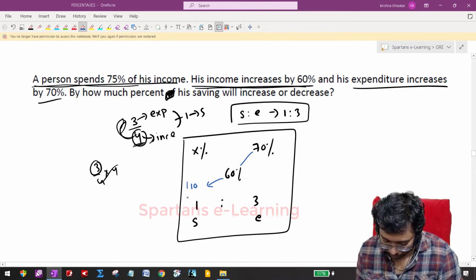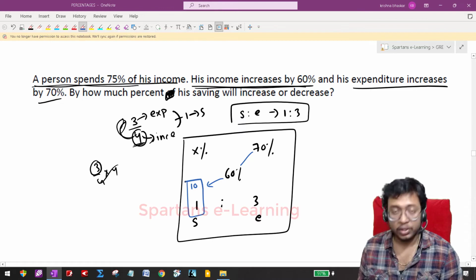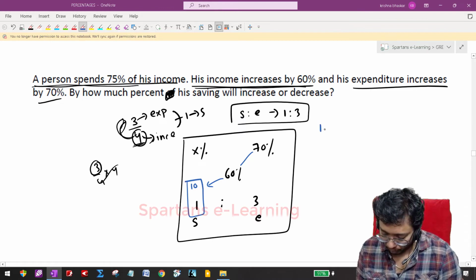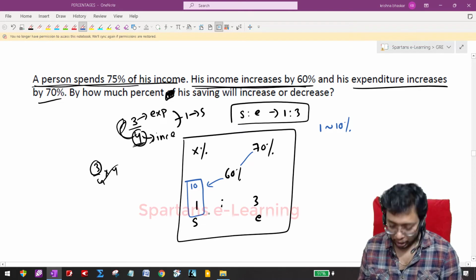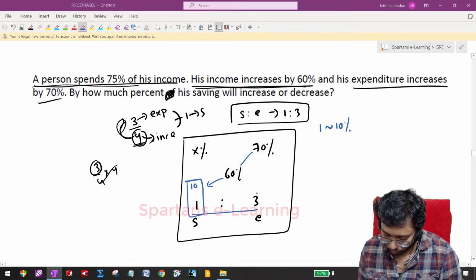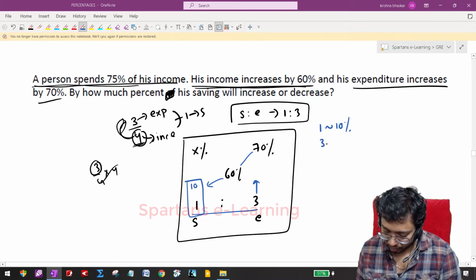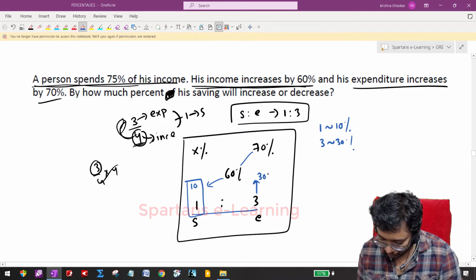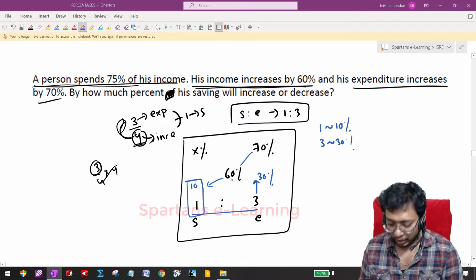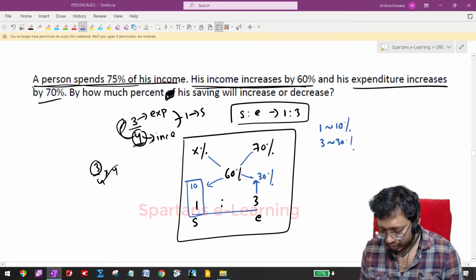Now if you observe here, one value is given as 10%. Based on this relation, what will the 3 value be? One value is 10%, which means the 3 value will be 30%. So here you will get 30%. What is this 30%? It should be the difference of this and this, correct?